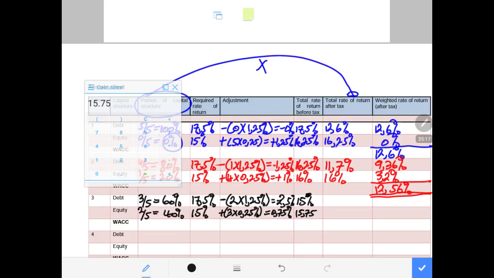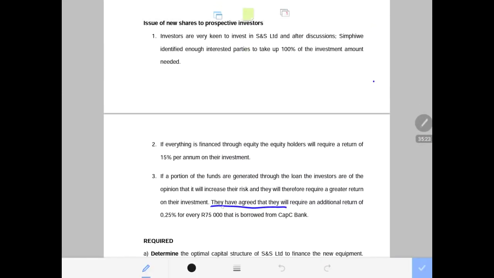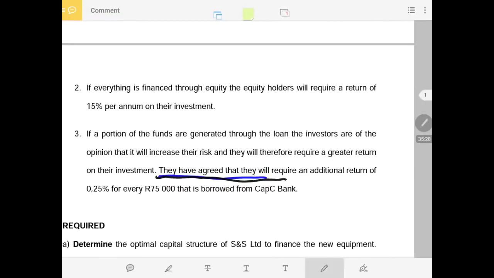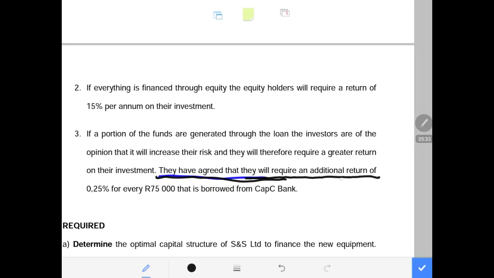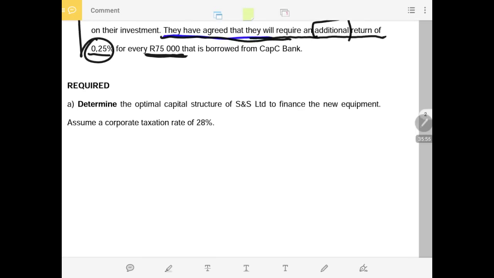So now 15.75. Just to remind you once again, I don't want to leave you behind. Remember, it said they have agreed that, to maximize, they will require an additional return of 0.25 for every 75,000 that is borrowed from the bank. So where we are saying for every 75,000 taken from the bank, we need to increase our 15% of the return on equity.